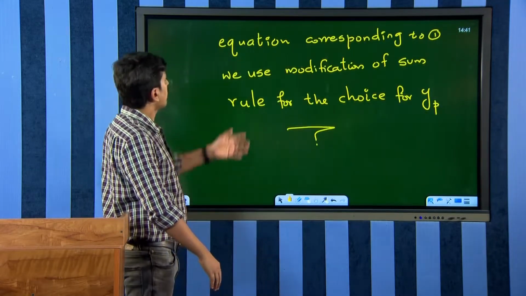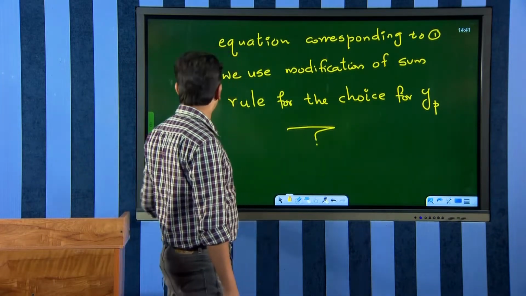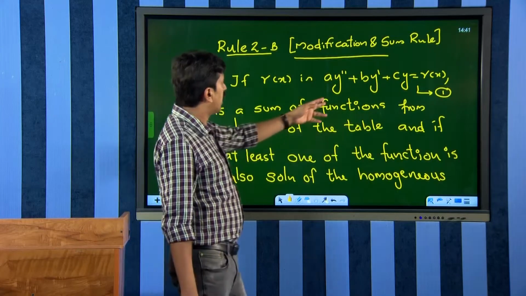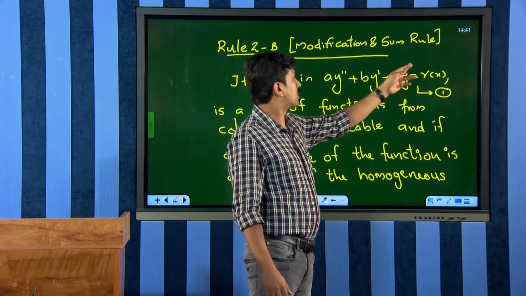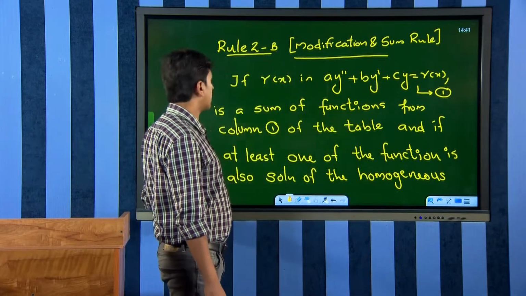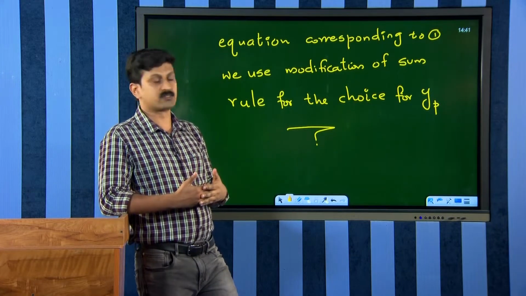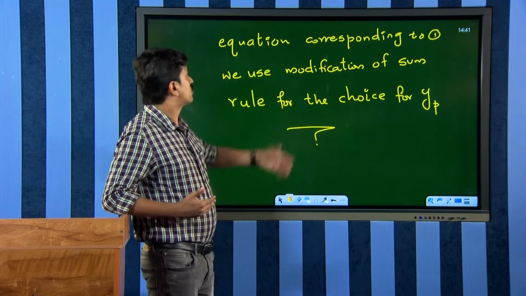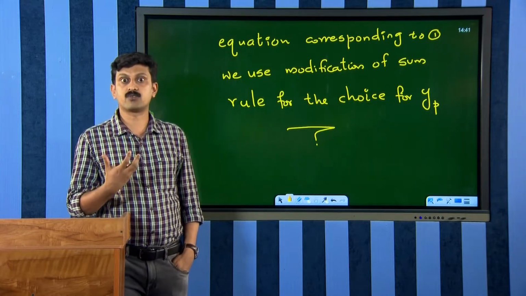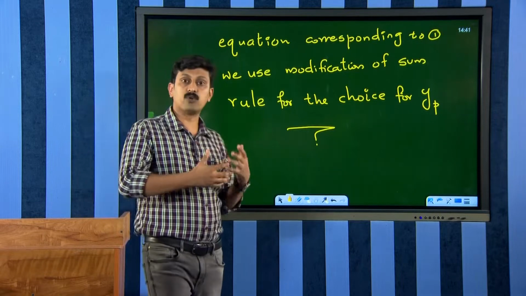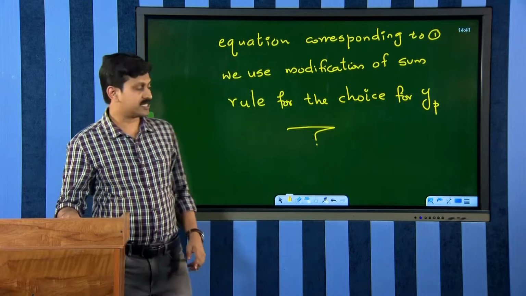Then, for the homogeneous equation corresponding to equation 1, if it has a solution similar to r of x, or some part of r of x is a solution of the homogeneous equation, in that case we use the modification rule and the sum rule. We already discussed both rules, and we use them for the choice of yp, which we can illustrate with an example.